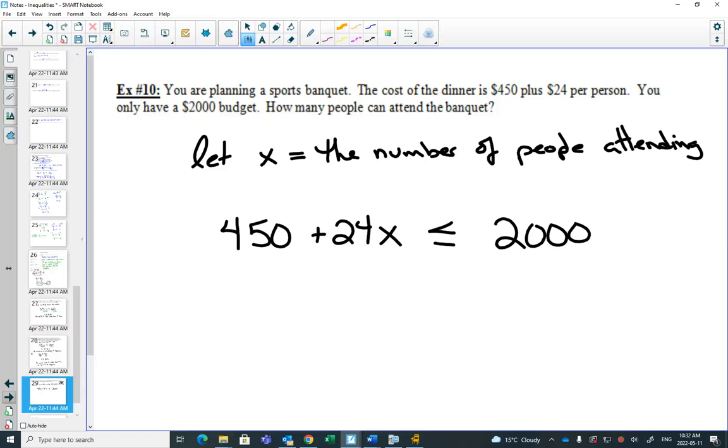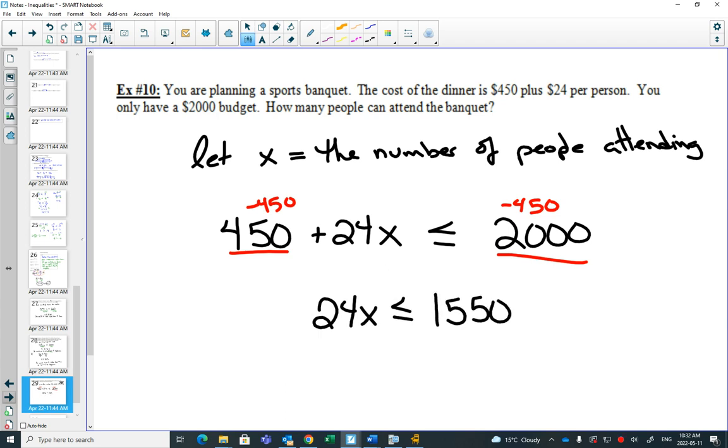So now we have to solve this equation. We notice that these are like terms, so we could subtract 450 on both sides. And now the opposite of multiplying is dividing. 1550 divided by 24. I don't feel like it today. 64.58.